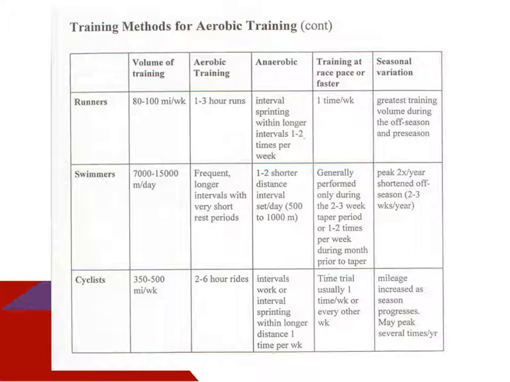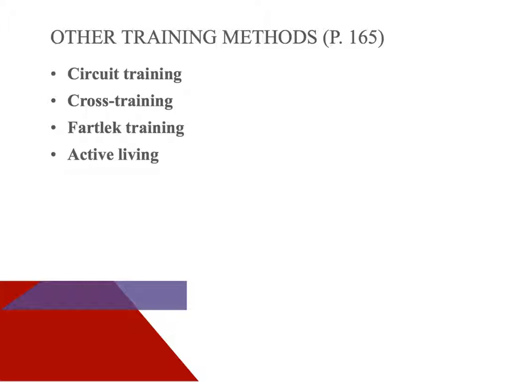And as you can see, swimmers and cyclists also have their own habits of aerobic and anaerobic training and high-intensity training. For their aerobic training, they typically do 2 to 6 hour rides during cycling, but they might also do a time trial once a week to work on their tempo training. Some other training methods include circuit training, cross training, fartlek training, and active living.